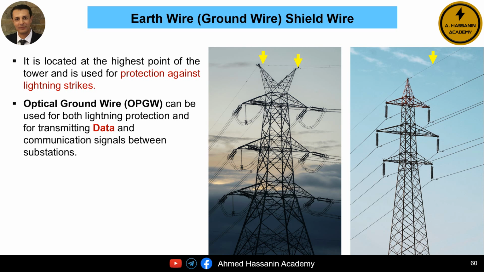As we can see, some towers or some overhead transmission lines have only one ground wire installed, while other lines or towers have two ground wires. This is done to provide complete protection for the insulators in the overhead transmission line. We will discuss this specific point in more detail in an upcoming lecture.